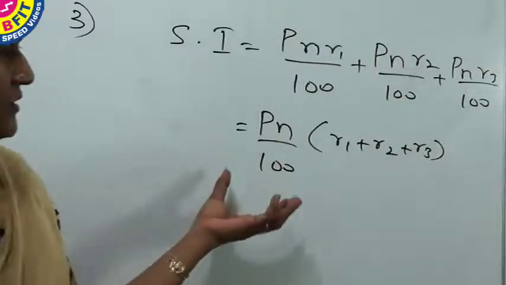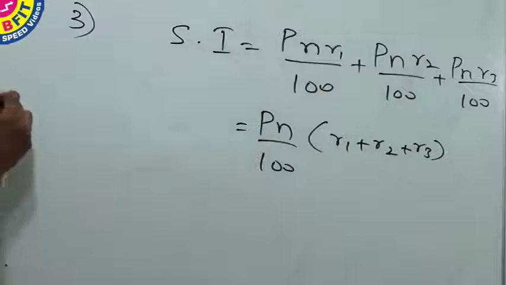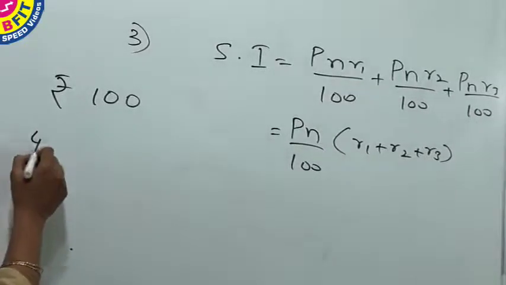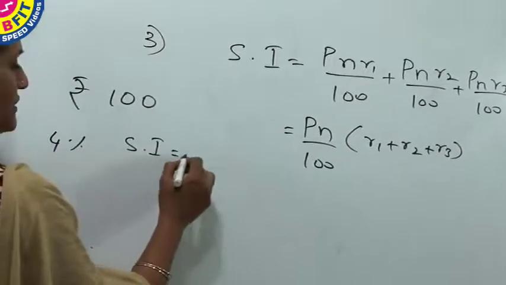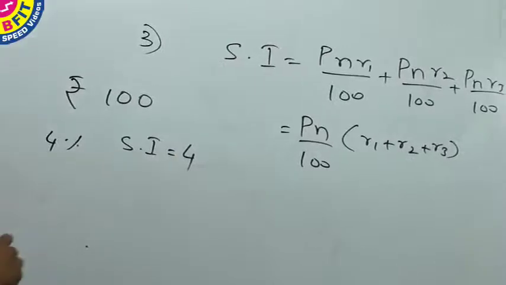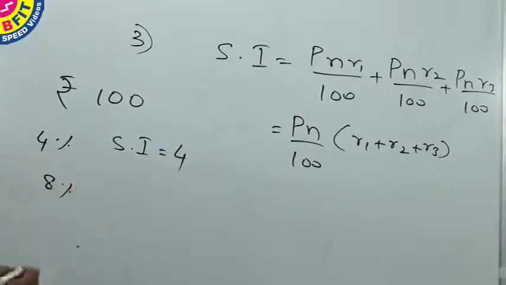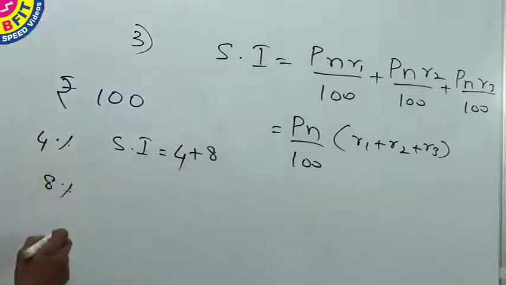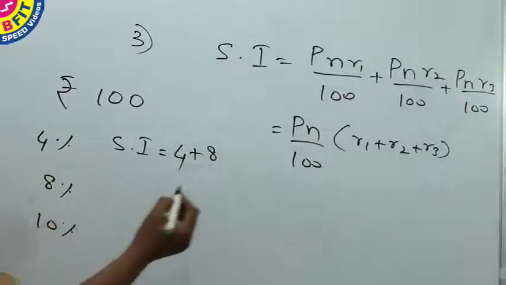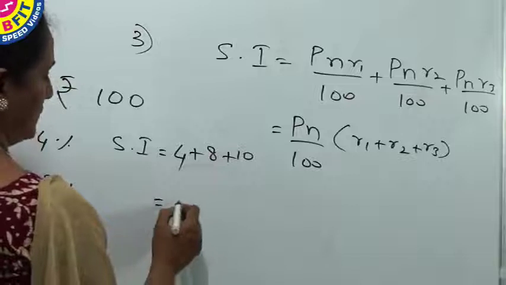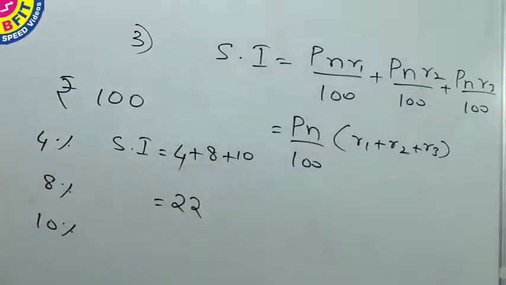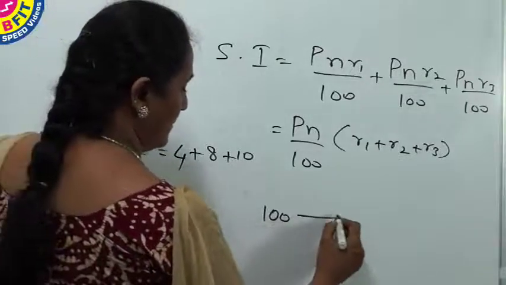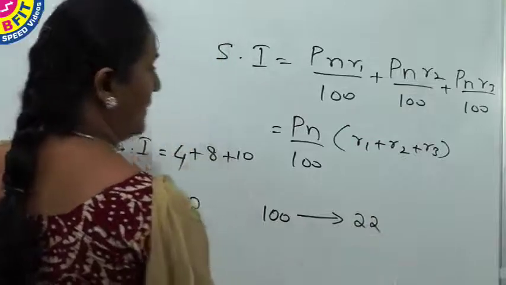But instead of using this, just for rupees 100, for the first year the rate percent is 4. So SI got for the first year is 4 and for the second year it is 8%. So simple interest got for the second year is 8 and for the third year it is 10%. So interest got for the third year is 10. So for 3 years interest got is rupees 22. So now if you deposit 100, the interest got is rupees 22.